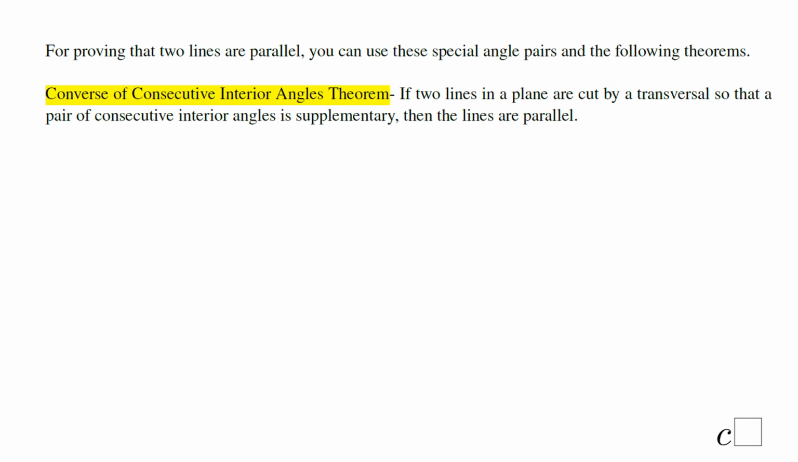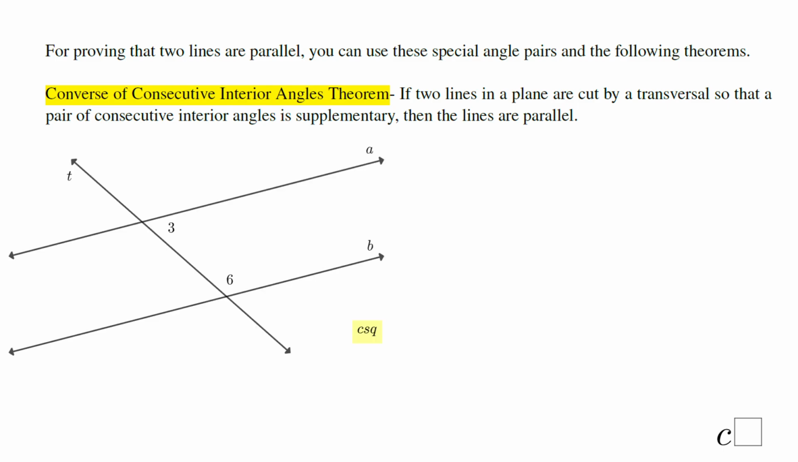In this lesson we will talk about how to prove that two lines are parallel, and we're going to use what is called the converse of some theorem. The first converse you see here on the screen is the converse of the consecutive interior angles theorem, which says if two lines in a plane are cut by a transversal so that a pair of consecutive interior angles is supplementary, then the lines are parallel lines.